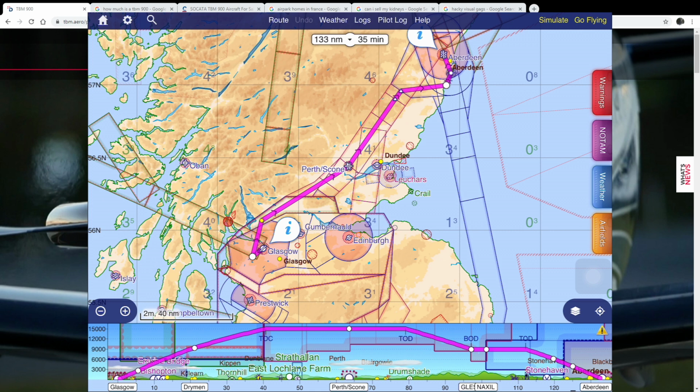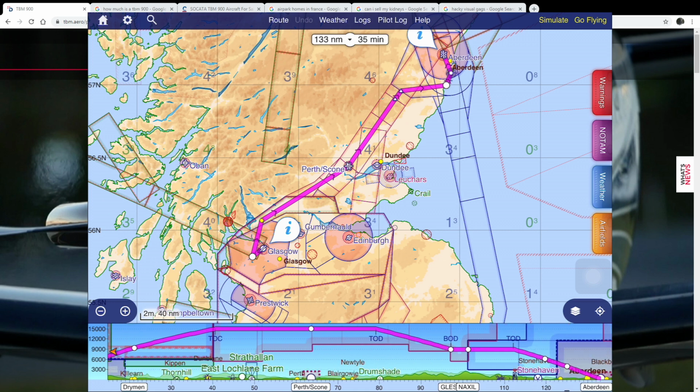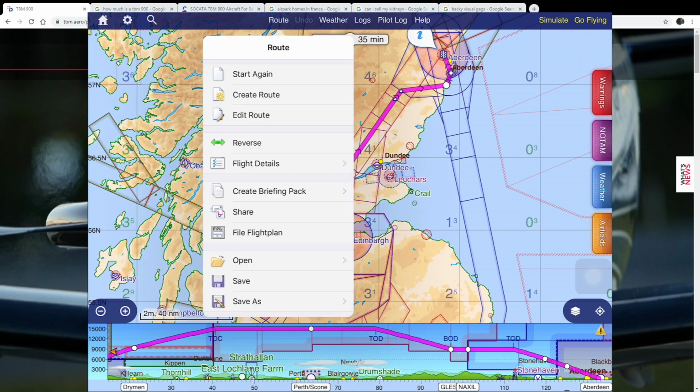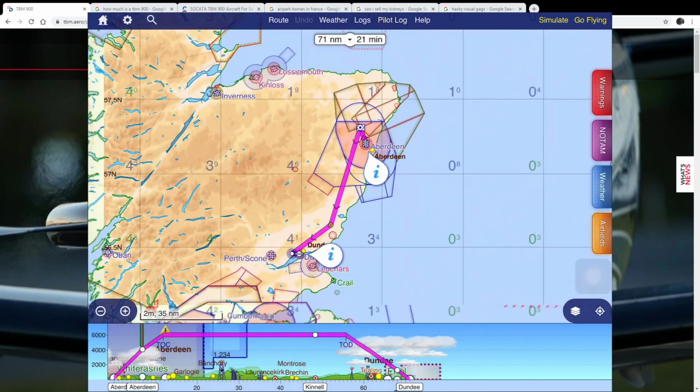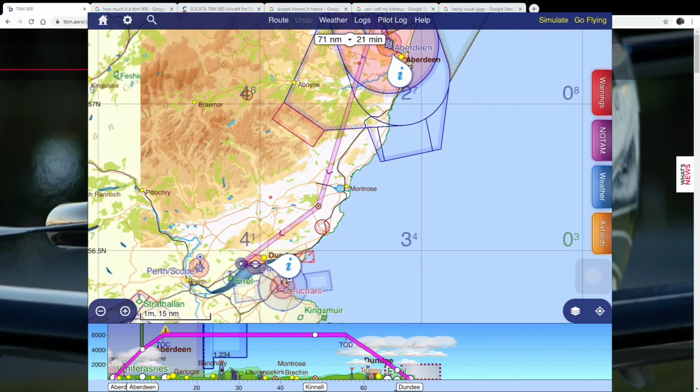Looking at the profile view at the bottom, it may be a little bit more involved. There's a few different pieces of airspace we cross, but we're controlled from start to finish, so the work on the radio and the flight planning are largely the same. Okay? The next flight we're going to do in the TBM is a little bit different. We're going to take off out of Aberdeen and fly down towards Dundee.